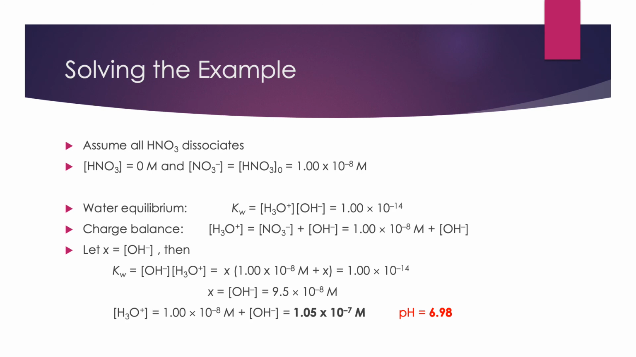Now these are small numbers, and I want you to be sensitive to the fact that 1 times 10 to the minus 7 molar is a neutral water solution. A hydronium ion concentration of 1.05 times 10 to the minus 7 is a very slightly acidic solution. Indeed, when we take the negative log of that number, we get a pH of 6.98. So this answer should reassure us that adding an acid, even in a very, very low concentration, to a pure water solution will produce a slightly acidic pH.